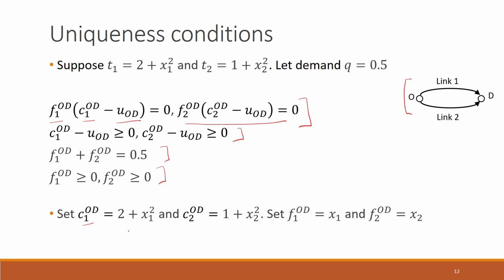So, therefore, C1OD will be equal to just the travel time on the first link, which is equal to 2 plus x1 square. Similarly, the travel time on the second path connecting O to D will be 1 plus x2 square. Okay. And we also need to substitute that F1OD is equal to x1. Similarly, F2OD is equal to x2. Okay. That is, the flow on the first path connecting O to D is the same as the link flow on the first link, and the flow on the second path connecting O to D is equal to the link flow on the second link. Okay. So, once we do that, then we can obtain the solution.